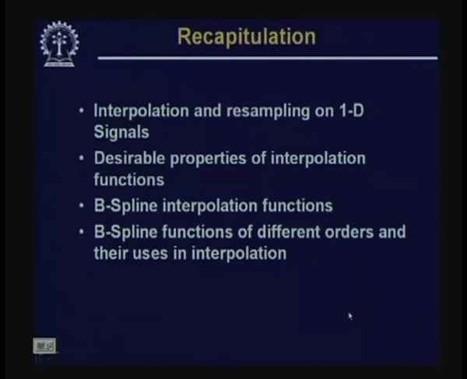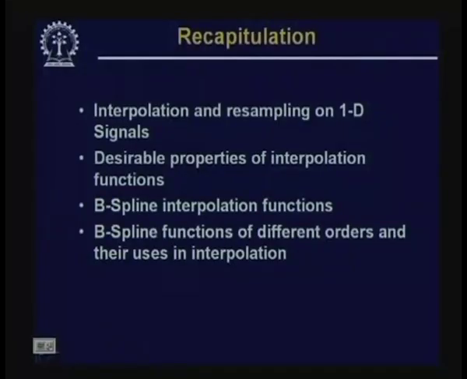So, in the last class, we have talked about interpolation and resampling, and mostly we have discussed the interpolation problems in case of one-dimensional signals. We have also seen what the desirable properties of the interpolation functions are, and we have seen that it is the B-spline function which satisfies all the desired properties of interpolation. And we have seen the B-spline functions of different orders, and how these B-spline functions can be used for interpolation operations.